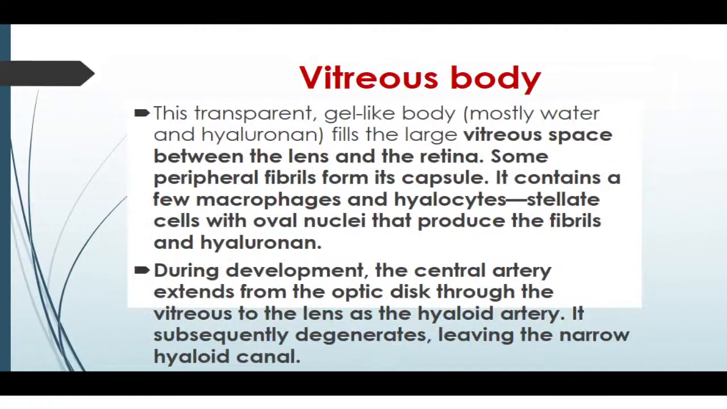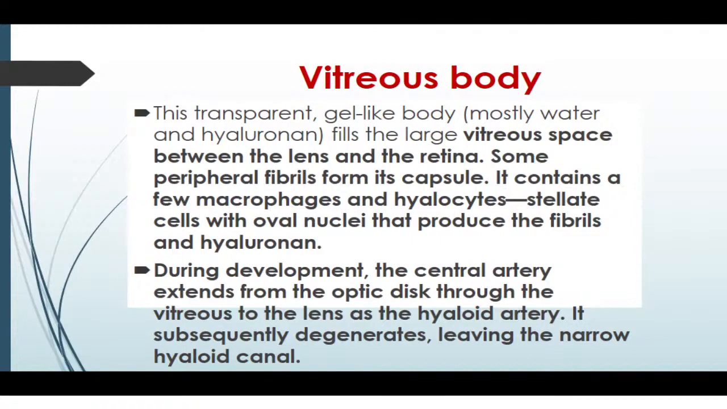Okay, the next interesting mesenchymal component of the eye is the vitreous body. This transparent, gel-like body, mostly water and hyaluronan, or hyaluronic acid for short, fills the large vitreous space between the lens and the retina. Some peripheral fibrils form its capsule. It contains a few macrophages and hyalocytes, stellate cells with oval nuclei that produce the fibrils and hyaluronic acid, hyaluronate. So remember, the stellate cells are named hyalocytes. These are the cells of the vitreous body.